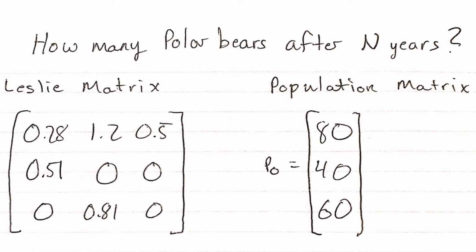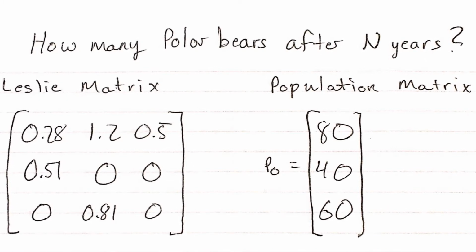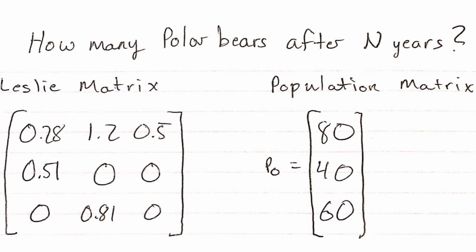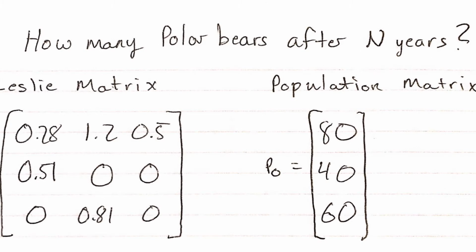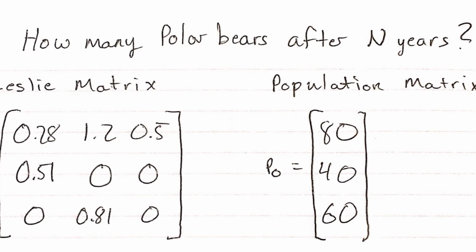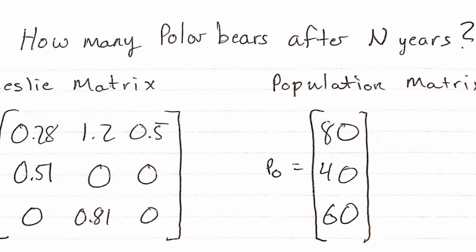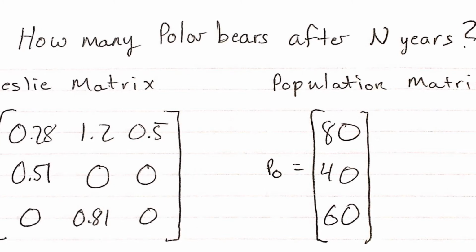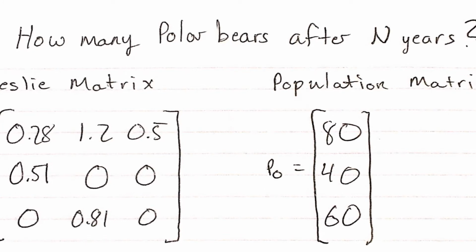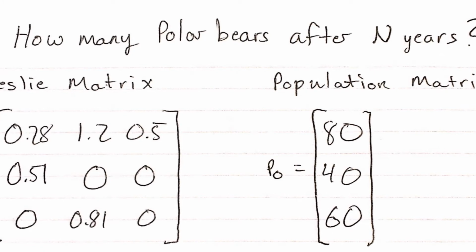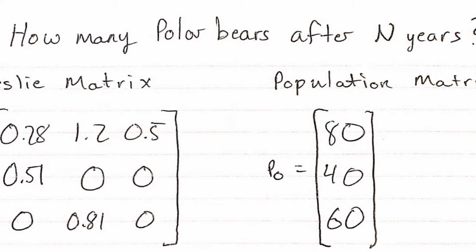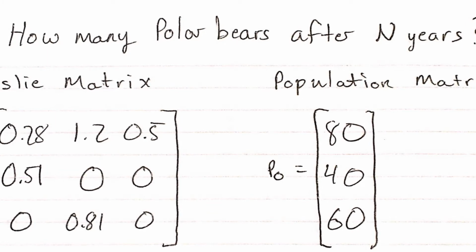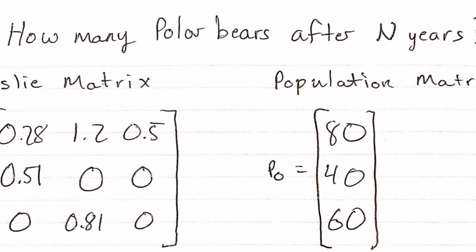Now our Leslie matrix is a little bit more difficult. The first row of our Leslie matrix is just our birth rate for each of those populations. So we have 0.28, 1.2, and 0.5. In the second row of the Leslie matrix, the first entry is the survival rate of our first population of polar bears, and the other two entries are just zeros. You'll see why in a little bit. In our third row, the first entry is a 0, the second entry is the survival rate for the second population of polar bears, and the third entry is again a 0.